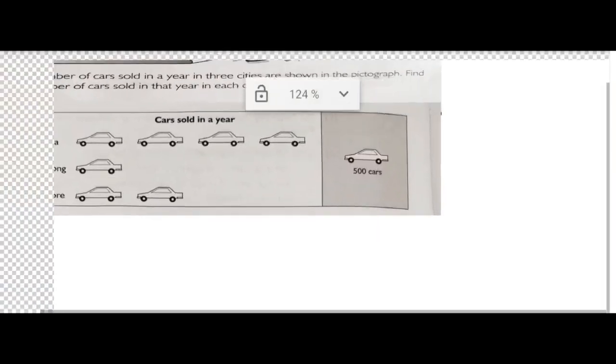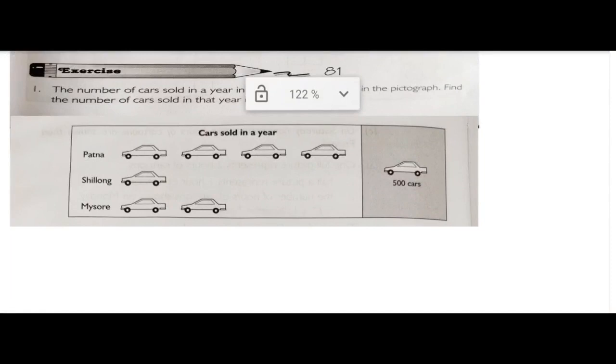So children, here you can see that in question number 1 from exercise 81, the question says that the number of cars sold in a year in 3 cities are shown in the pictograph. So there are 3 cities given: Patna, Shillong and Mysore. And you can see that the picture of one car represents 500 cars. Now what you have to find? You have to find the number of cars sold in that year in each city.